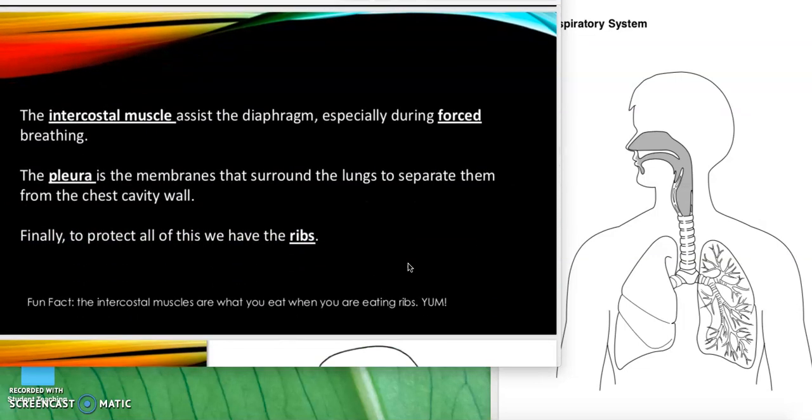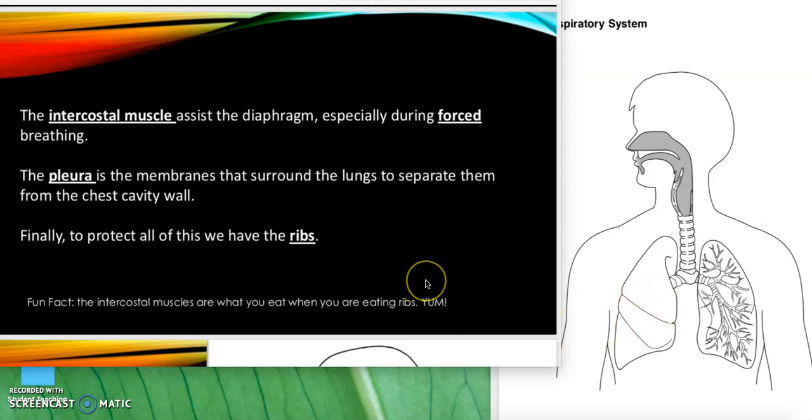The intercostal muscles assist the diaphragm, especially when you have forced breathing. They're not on this diagram, but they're the muscles around your rib cage. They help when you are forcing air into your lungs, taking a really deep breath, or forcing air out of your lungs.